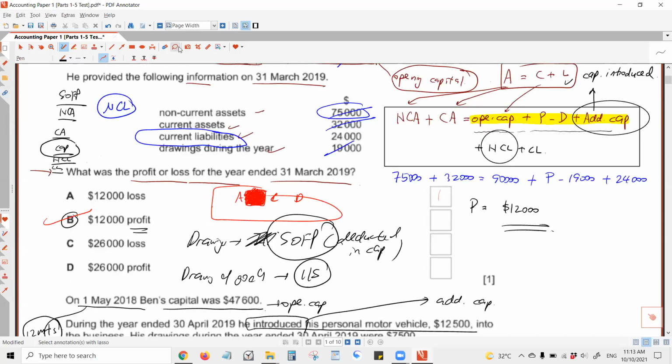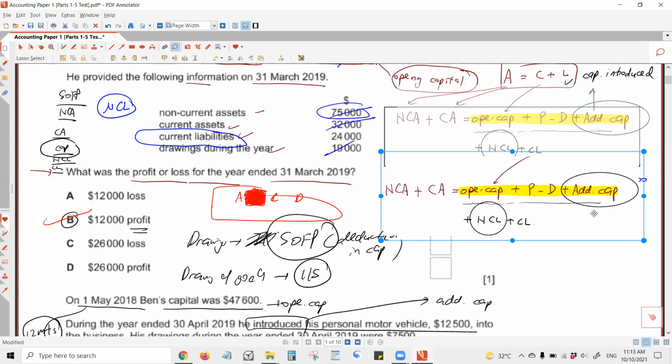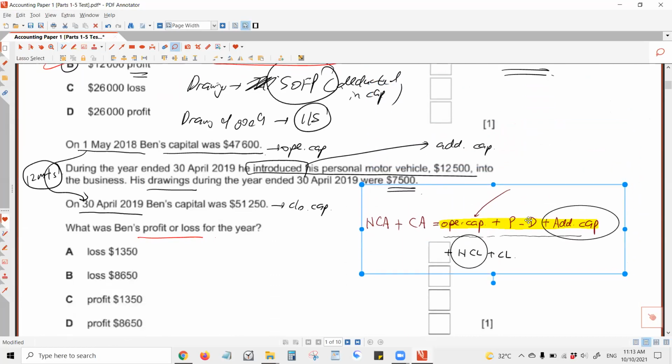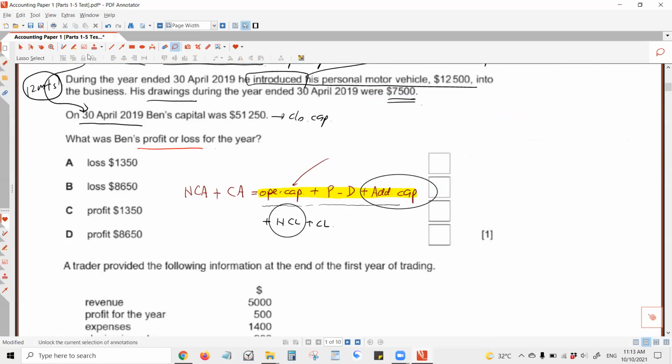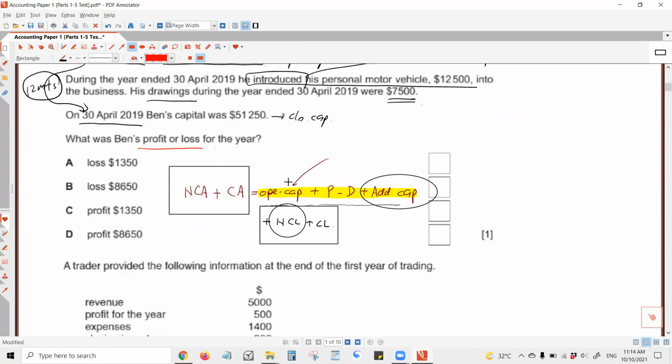So let me copy this equation to be used in this question here. Okay, now you have assets. Do you have assets? Hold on, yeah. This question is slightly different. You are not given NCA and CA. You are not given NCL and CL. Agree? They don't show to you all the assets. They don't show to you all the liabilities.